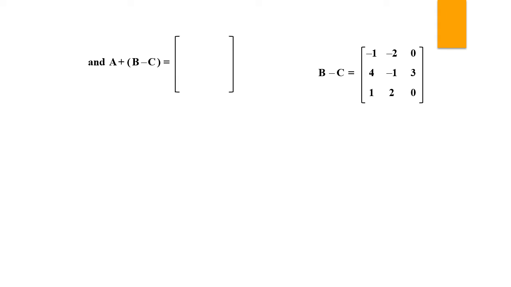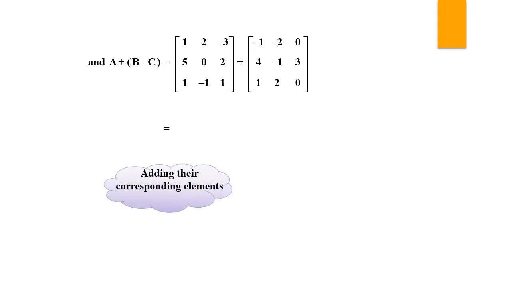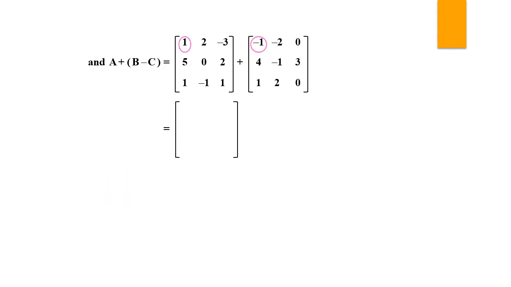A plus B minus C. So B minus C we have already calculated. So to B minus C we will add the matrix A. So the matrix A is [1 2 -3; 5 0 2; 1 -1 1] plus the matrix B minus C. So again add the corresponding elements. 1 plus minus 1, 2 plus minus 2, minus 3 plus 0, 5 plus 4, 0 plus minus 1, 2 plus 3, 1 plus 1, minus 1 plus 2 and 1 plus 0.